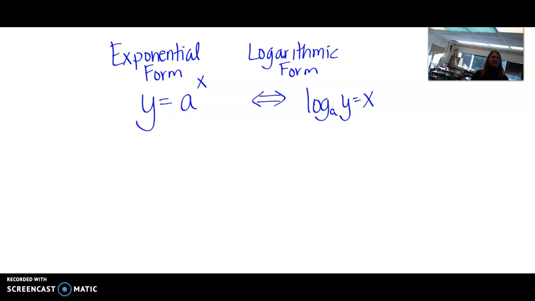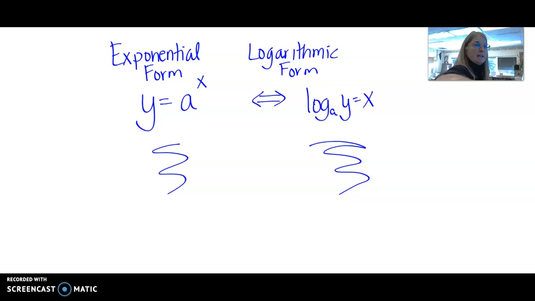Hey there. In the last video, we went through how to rewrite a function that's in exponential form like this into logarithmic form like this. And if you do not know how to do that, you need to go back and make sure that you watch that video first before you go into this video.